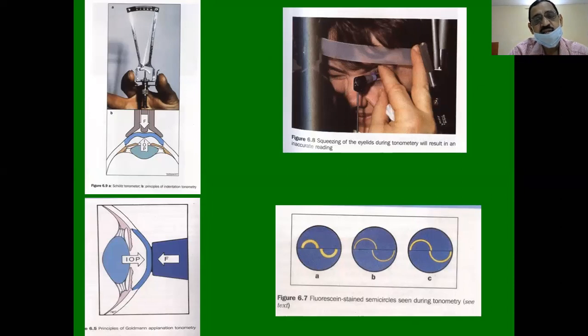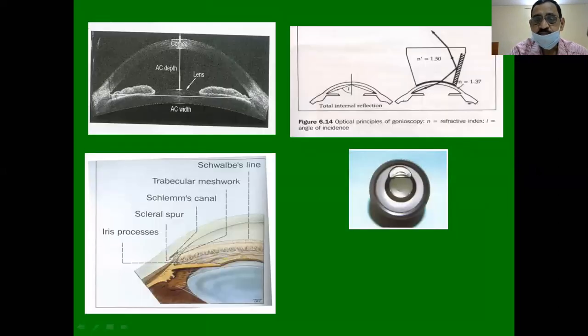But the disadvantage is the scleral rigidity, and that causes problems. And this is the Goldmann applanation tonometry. I have already shown you the video of how we do it. And so this is gonioscopy.